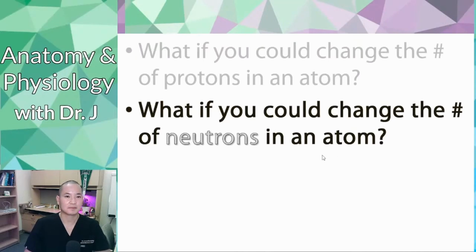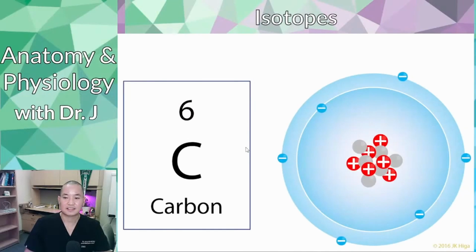What if you could change the number of neutrons? What role do neutrons have in an atom? Well, what would happen if you could change the number of neutrons in an atom? So there are 6 neutrons originally in this carbon atom. What if you added a 7th neutron?